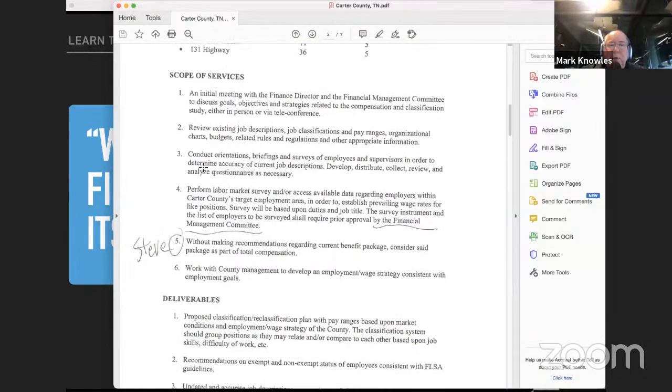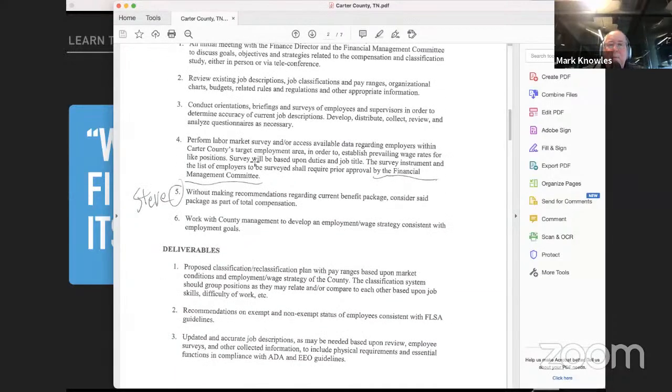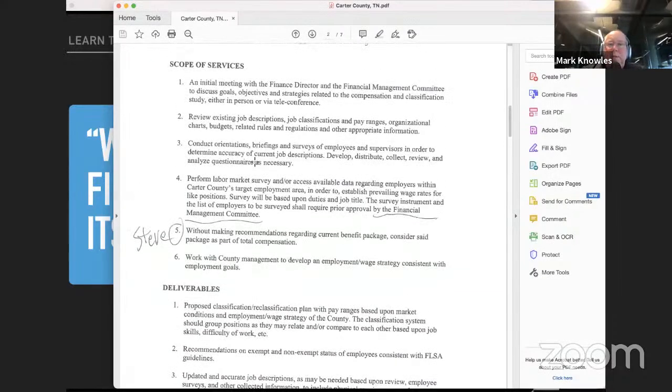They're going to talk about the goals, the objectives, the strategies. They want me to review, they want me to conduct, they want me to perform. These are items that I normally see. Nothing here really extraordinary.